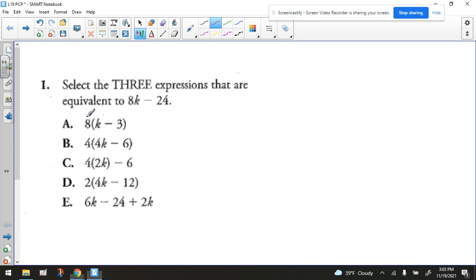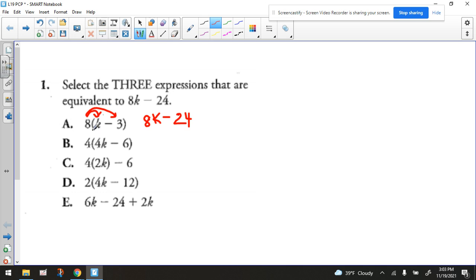If we're going to distribute this, we say to ourselves, if I have 8 groups of a kite, how many kites do I have? That would be 8 kites, minus, and if we distribute this, 8 times this would be 24. Now that matches this, does it not? It's the same exact thing. So that's one we're going to pick.